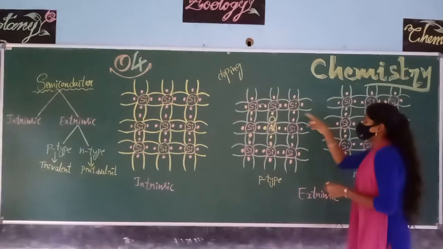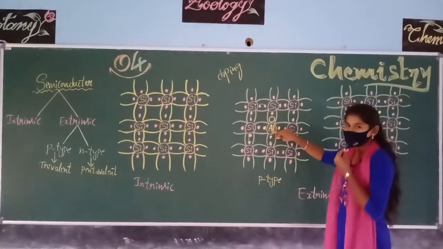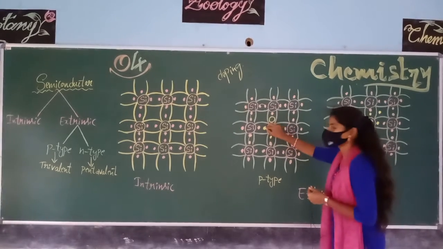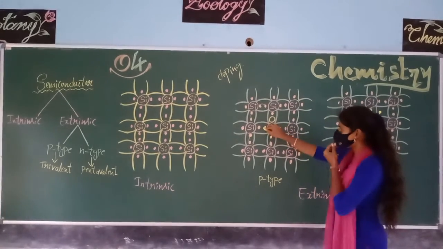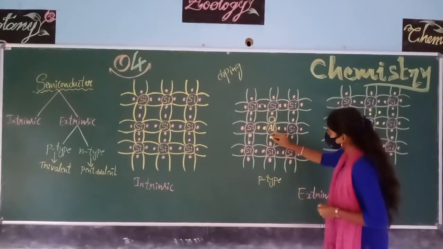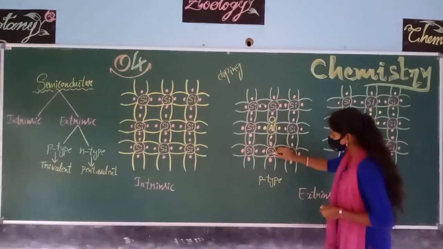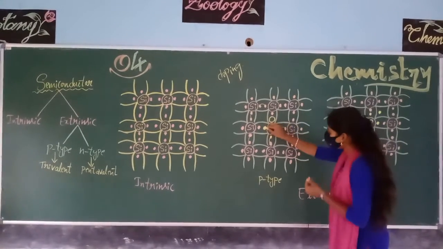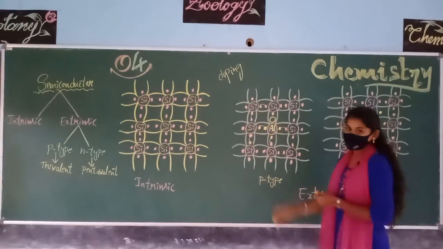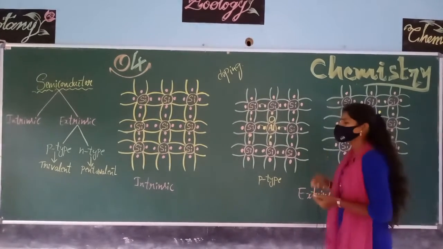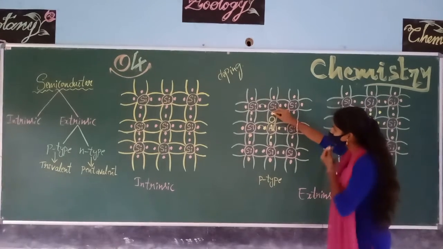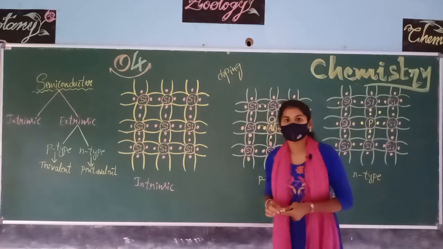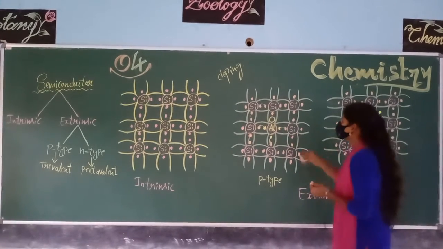In between we have added one trivalent element, that is aluminium, which has 3 electrons in the outer shell. These 3 electrons we have represented here. One electron of the aluminium is shared with the neighboring silicon atom, this electron of the aluminium is shared with the neighboring silicon atom, and another electron of the aluminium is also shared with the neighboring silicon atom. There is one electron less to share with another silicon atom. So that one electron which is less or insufficient forms a hole.